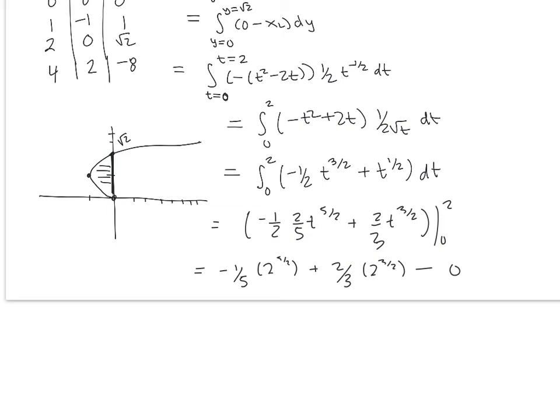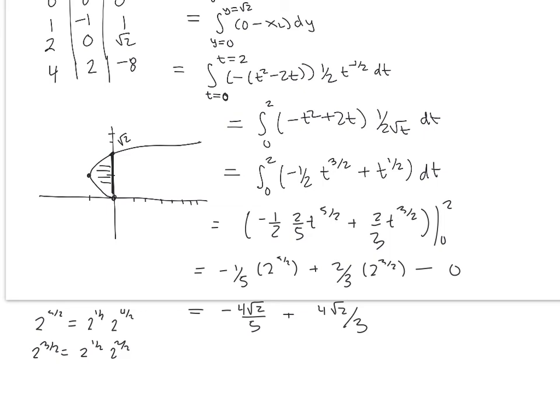And so simplifying that slightly, 2 to the 5/2 is the same thing as 2 to the 1/2 and 2 to the 4/2. So it looks like 4 root 2. So minus 4 root 2 over 5. And similarly, 2 to the 3/2, that's going to be 2 to the 1/2 times 2 to the 2 over 2. So 2 plus 4 root 2 over 3.